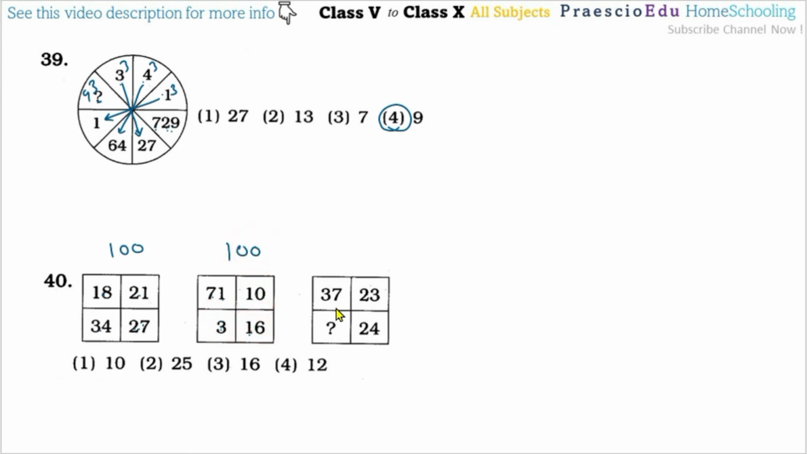So likewise here we have to add all these numbers, so for this one 37, 23 and 24, if we add these we are getting 84, but we require 100, so 100 minus 84 we are getting 16, which is the number that can be replaced with the question mark, and 16 is available in option number 3.